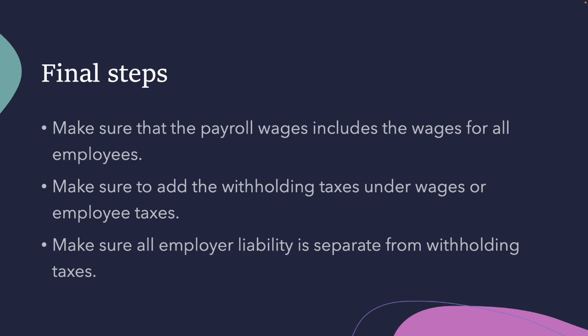And make sure all employer liability is separate from withholding taxes. Usually it runs all together, but you want to make sure you do a journal entry to report the employer taxes separate from the employee withholding taxes. Because the employee taxes are part of your payroll expenses, part of the wage expenses, and the employer taxes are your liability as an employer. Okay, so you want to make sure that you get that done.